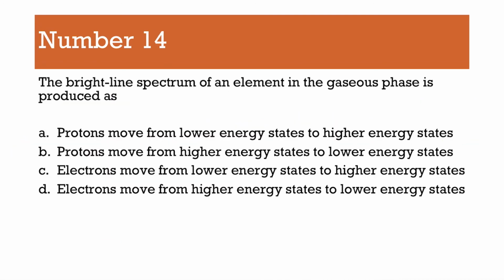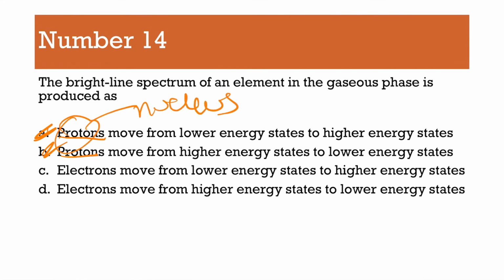Okay, number 14 says the bright line spectrum of an element in the gaseous phase is produced as A and B says protons move from different energy levels. Protons, they don't move, they're stuck in the nucleus.